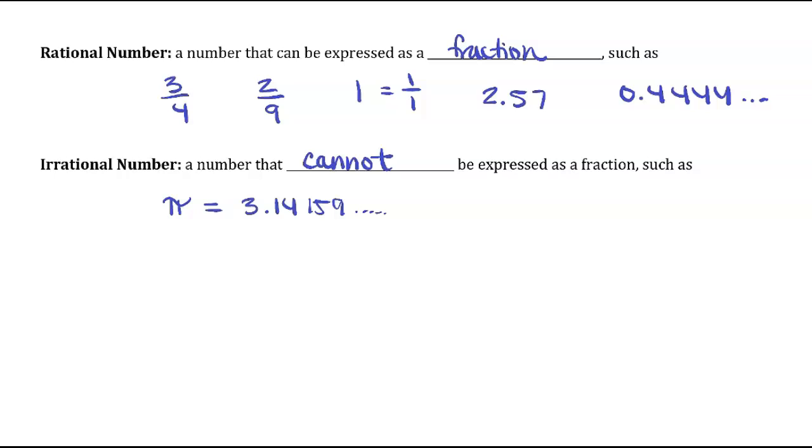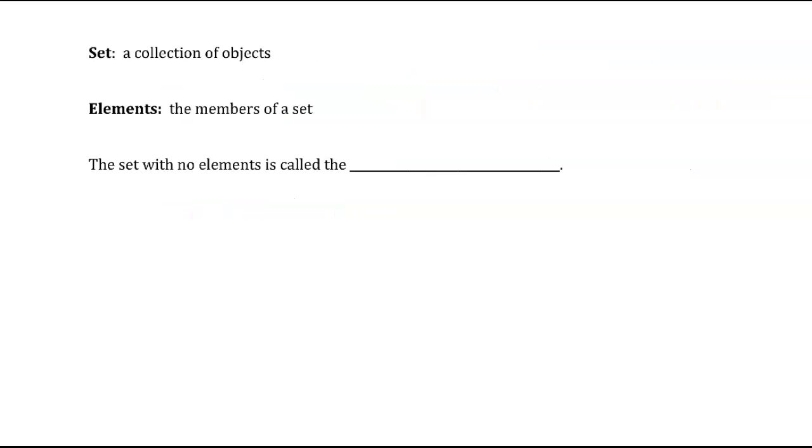Let's go on to our next set of definitions. A set is just a collection of objects. So you could have a set of DVDs. You could have a set of rocks. In our class, of course, we'll be talking mostly about sets of numbers or values, but a set can be any collection of objects. What we call the members of a set, we use the word elements. So an individual item in a set is an element of that set.